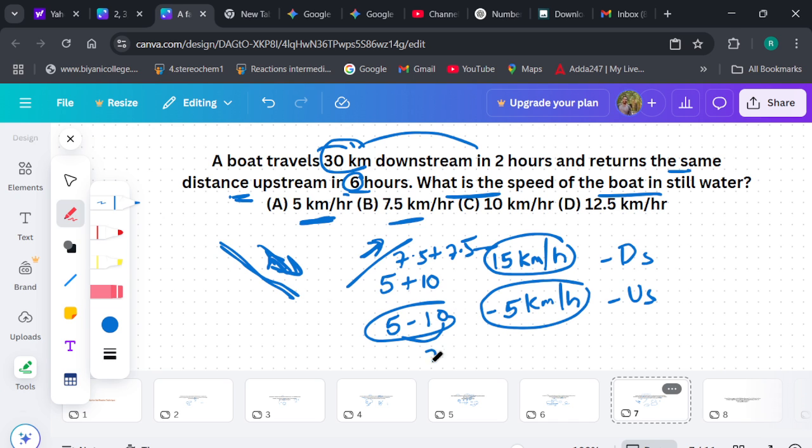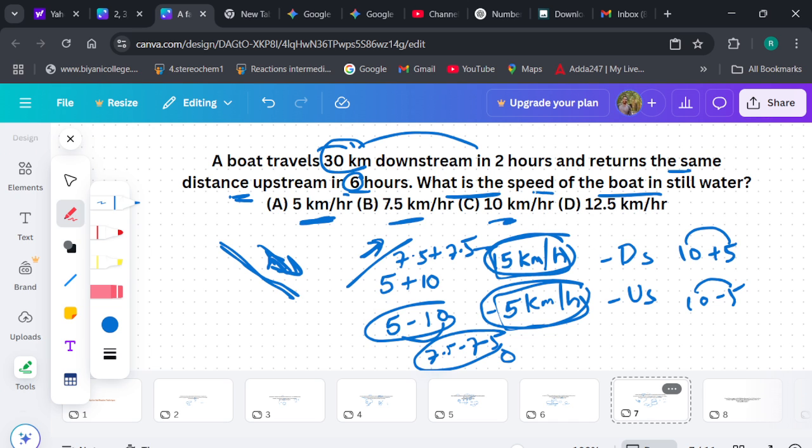Here 7.5 minus 7.5 will actually become 0. Okay, not 5 kilometers. When it is 10 kilometers, I can say 10 plus 5, and here 10 minus 5. Speed of the boat plus speed of the stream, speed of the boat minus speed of the stream is equal to upstream here, and this is equal to downstream.